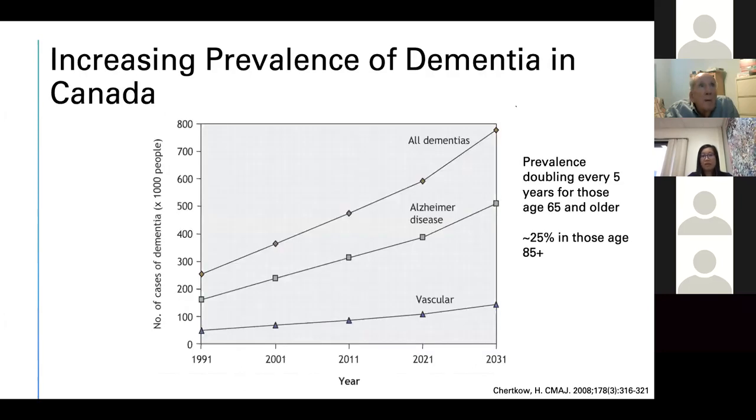And we know that there's also an increasing prevalence of dementia in Canada. The prevalence doubles every 5 years for those who are above the age of 65. It's about 25% in those age 85 and above. And the most common type of dementia is Alzheimer's disease, which continues to rise at a steady rate. Vascular disease is also quite common, but due to better control of cardiovascular risk factors, this prevalence is not rising as rapidly.